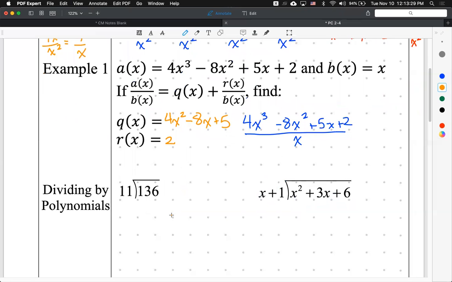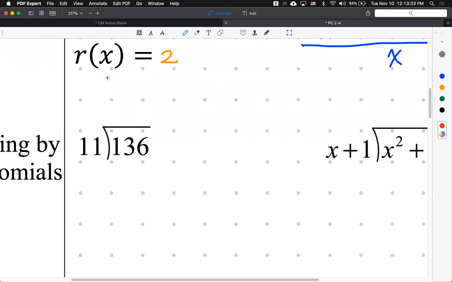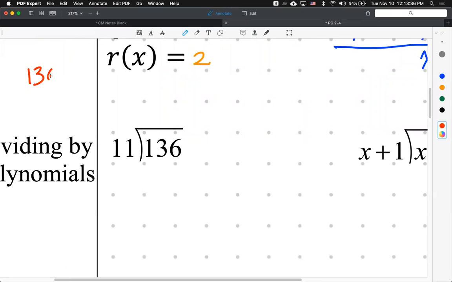Let's say, how do I do 136 divided by 11? And again, this is asking the question, what is 136 divided by 11? It turns into this problem: 11 goes into 136 how many times? And we have to be very, very strict about what we're doing because we're about to do the same problem, but with a polynomial.